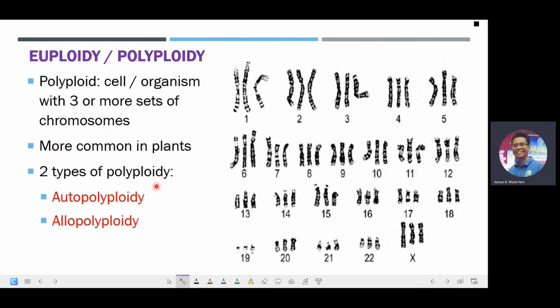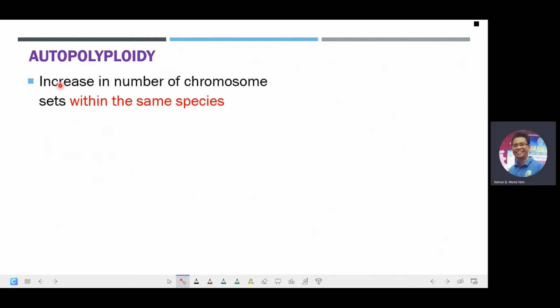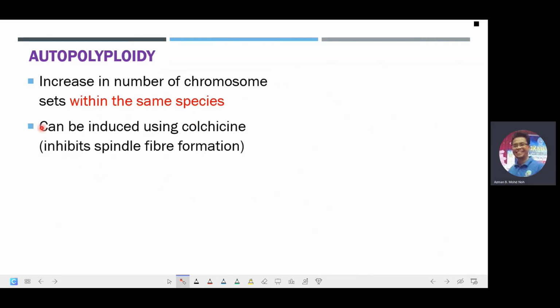And there are 2 types of polyploidy that we need to know. The first one will be autopolyploidy, and the second one will be allopolyploidy. Autopolyploidy shows an increase in the number of chromosome sets within the same species. Autopolyploidy occurs due to non-disjunction also, and it can be induced actually using colchicine, which is a type of chemical agent that can inhibit the formation of spindle fiber during the process of cell division.